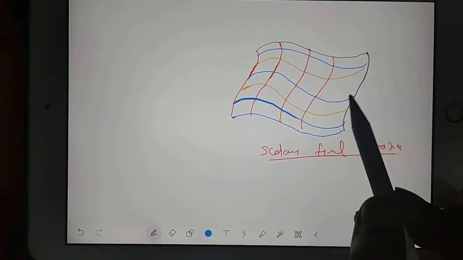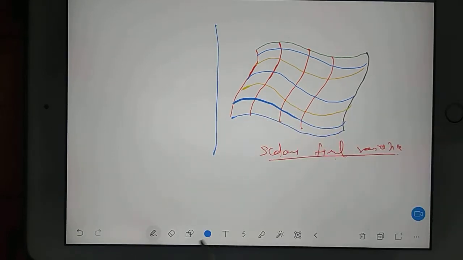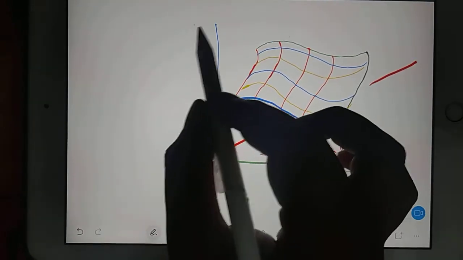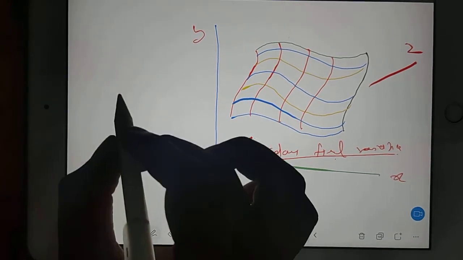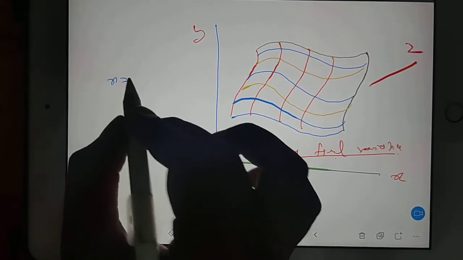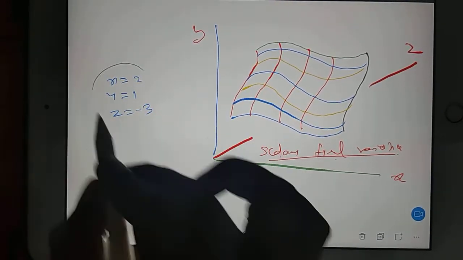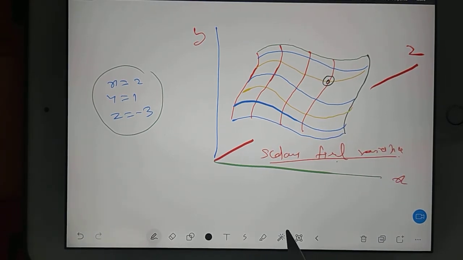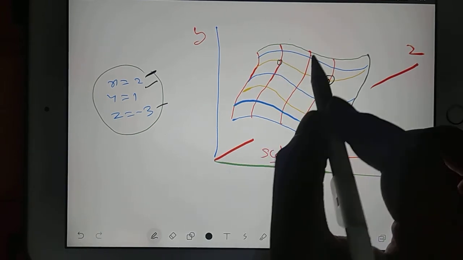Of course this variation I can judge on the xyz plane. Suppose I am trying to judge this variation on the x, y and z plane, right? Suppose I put a coordinate, x is equal to 2, y is equal to 1 and z is equal to -3, and by using this coordinate I am reaching this point. When you keep on changing the value of xyz, I keep on shifting my coordinate.